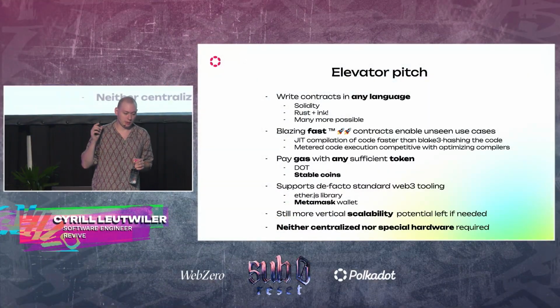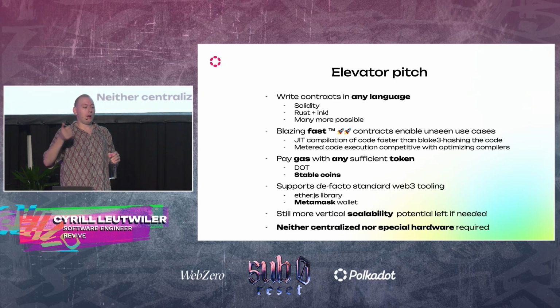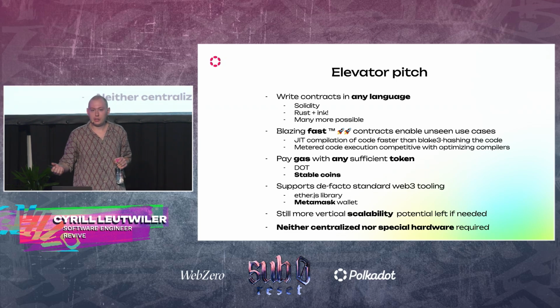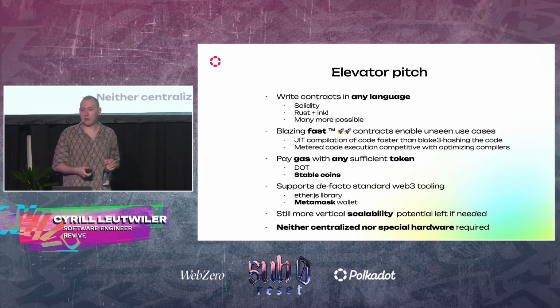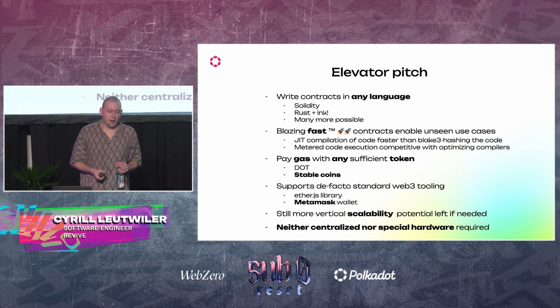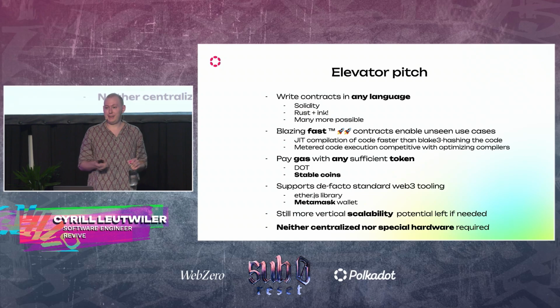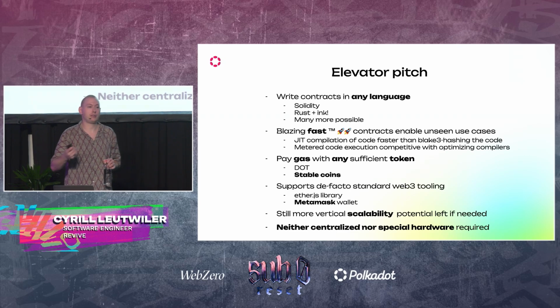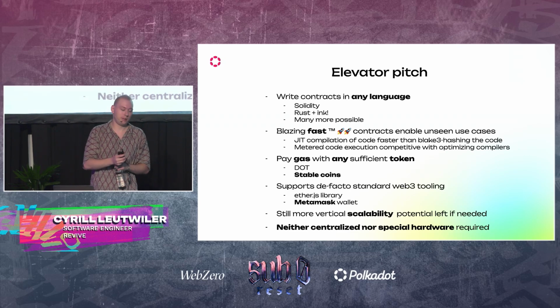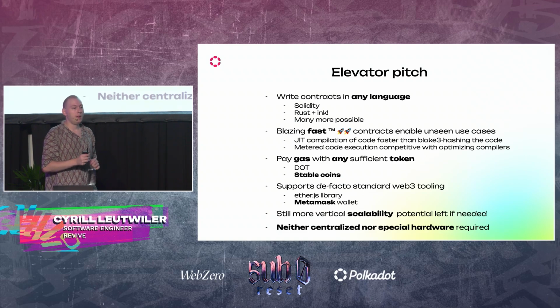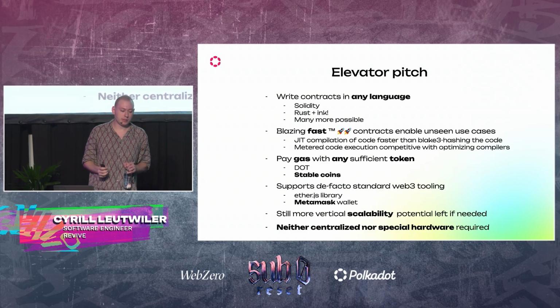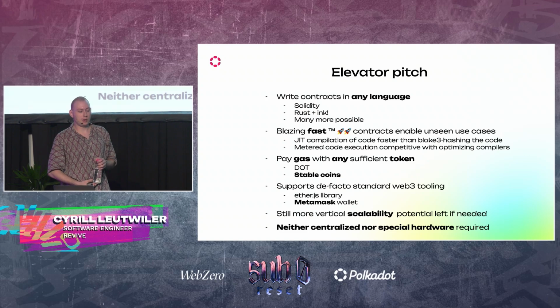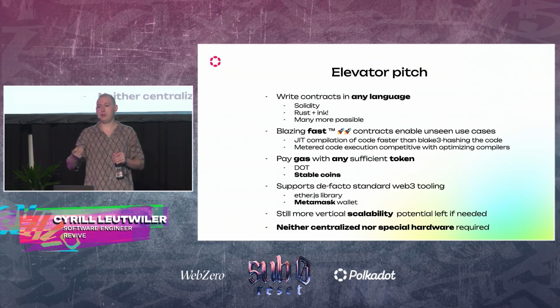I want to conclude this with the elevator pitch. So with contracts on Polkadot, you will be able to write contracts in any language, blockchain domain specific, but also common languages. We have blazingly fast Rust-based contracts, and you will be able to do contract workloads that are possible on no other chain. You will pay gas with either DOT or any sufficient token. So you will be able to use stable coins to pay gas.